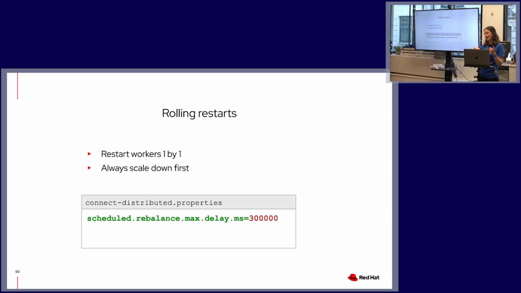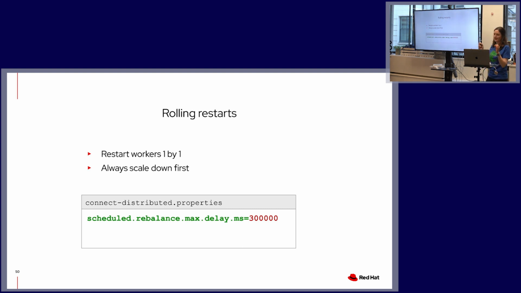However, if you scale down, now that it's using the incremental cooperative rebalance, it will actually wait to do the rebalance for the scheduled.rebalance.max.delay.ms. So as long as you configure this so that your worker can come back up again before this times out, then you won't get any rebalances when you're doing a rolling update. So that has the least kind of disruption across the system. So those are the two things to be aware of.